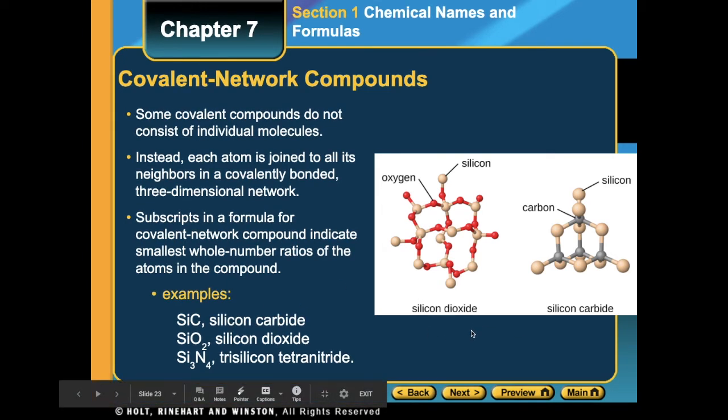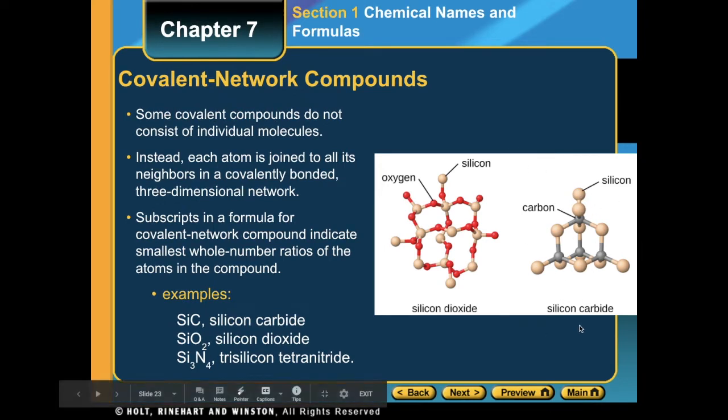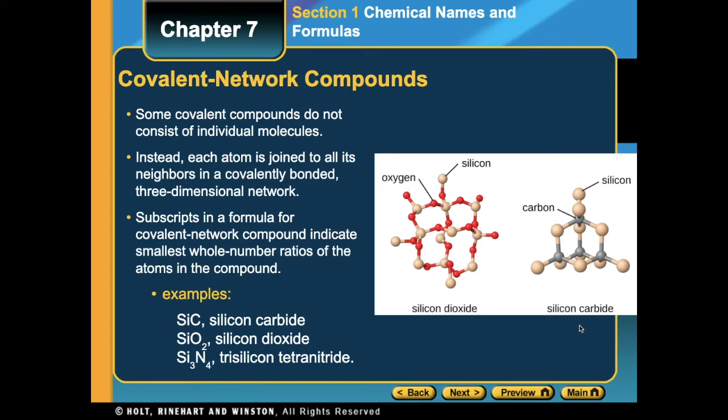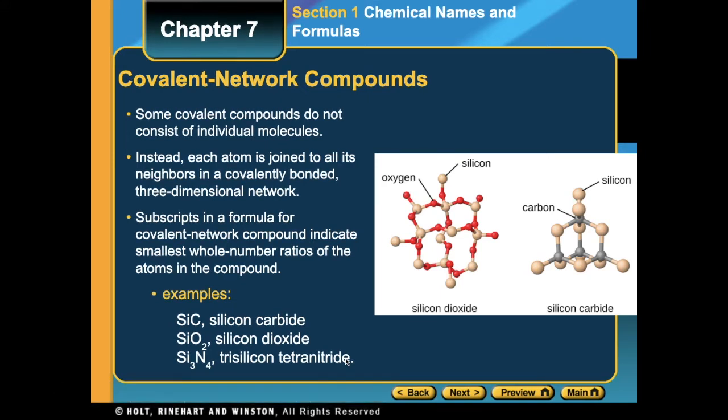We have another one, silicon carbide. This means that for every one silicon we have, there is 1 carbon atom, okay? And it's also found in a network like this. And the network goes on and on and on. It doesn't really just end here. Then we can have trisilicon tetranitride. Basically, this means that we have, for every 3 silicons, 4 nitrogen atoms that are bound to it.